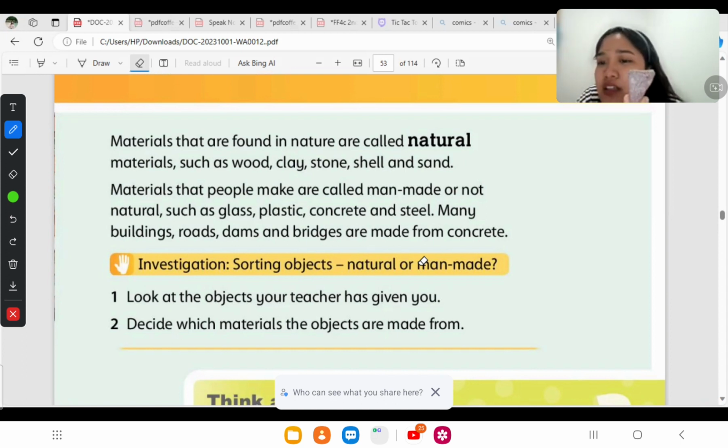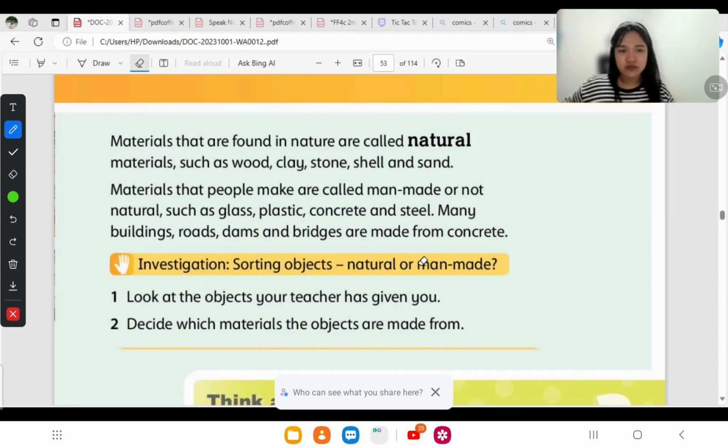So rocks, Isabel, is it natural or man-made? Natural. Very good. It's natural. So that's how we define if it's natural or man-made.